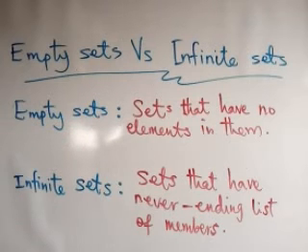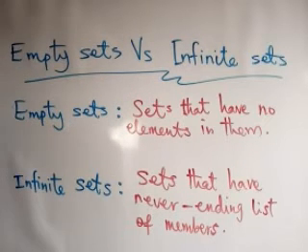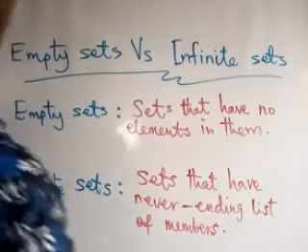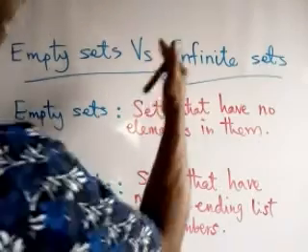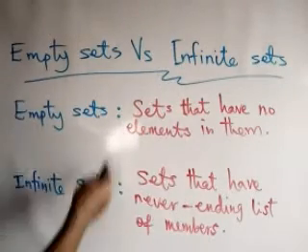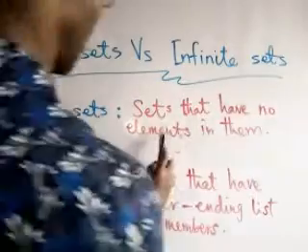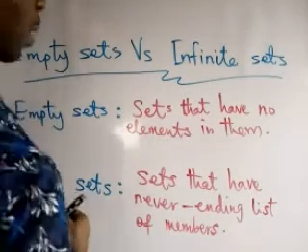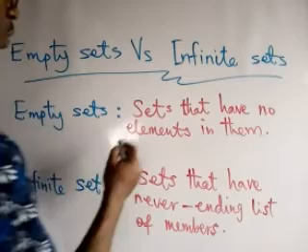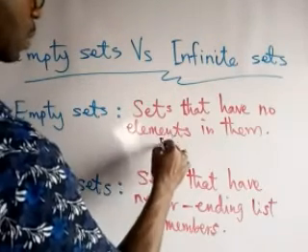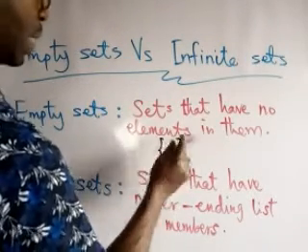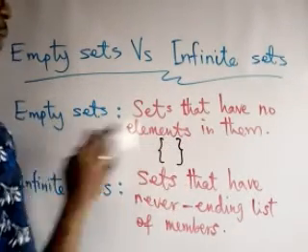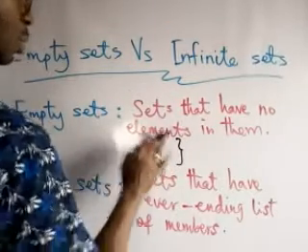Now we want to look at the difference between empty set and infinite set. From the word empty, that shows there's nothing inside. Infinite shows that you cannot exhaust it. You cannot finish listing those elements. So sets that have no element or member in them are called empty sets. Most of the time, the symbol we use for empty set is these braces without anything inside, without any element. That shows an empty set.